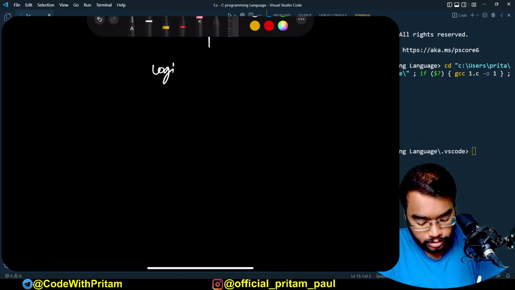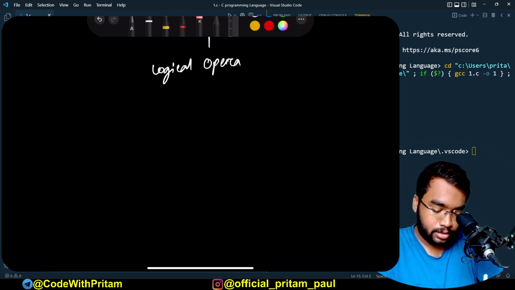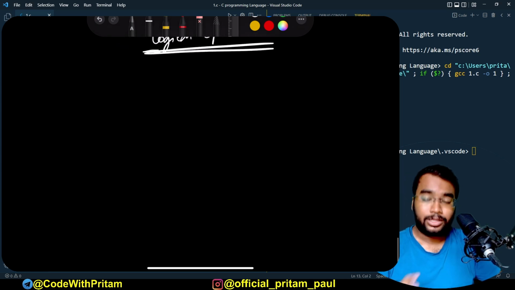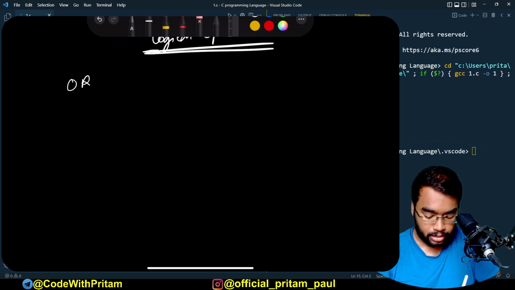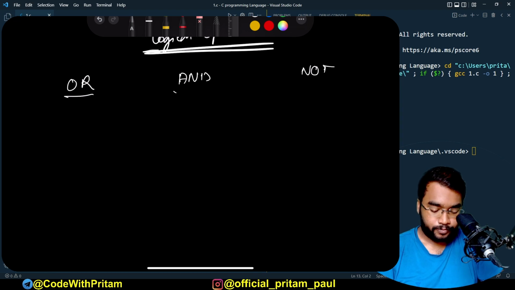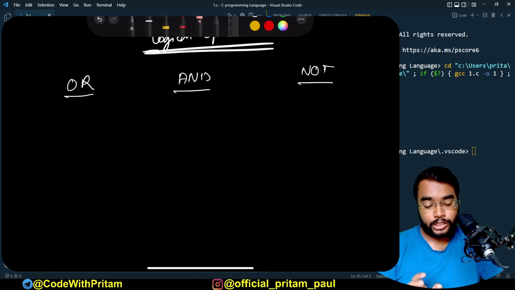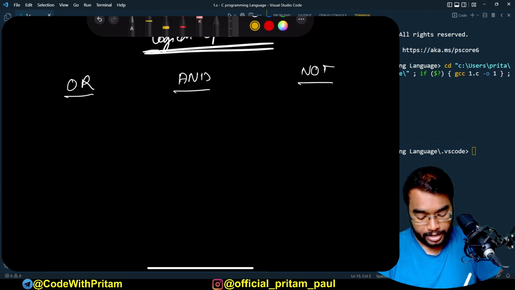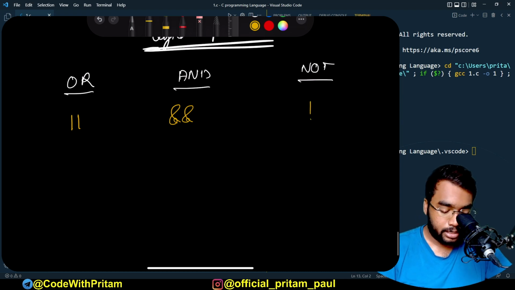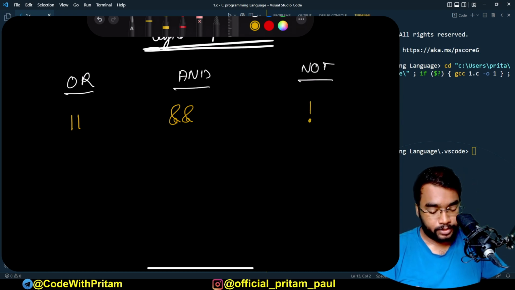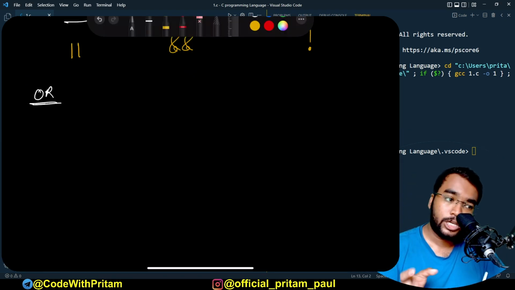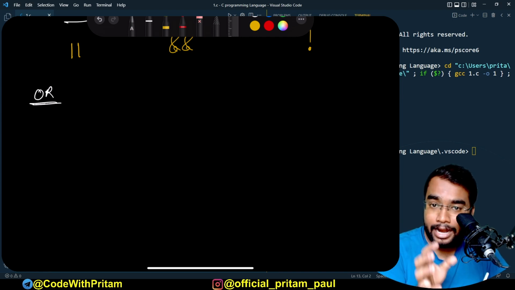So logical operator. There are three logical operators: logical OR, logical AND, and logical NOT. Logical OR is represented by two vertical bars. Logical AND is two ampersands, and logical NOT is the exclamation sign. One by one we are going to discuss. First one is logical OR. To understand the logical OR, you need to understand the logical OR gate.